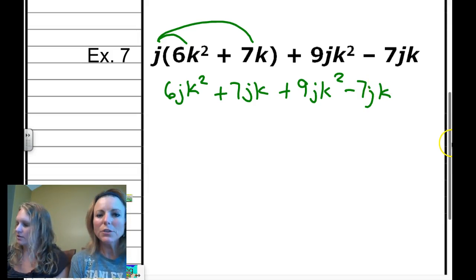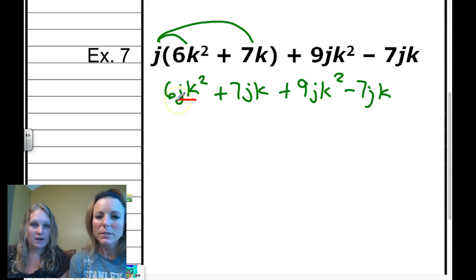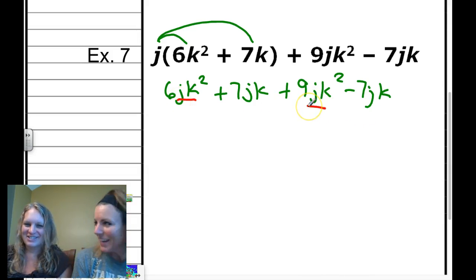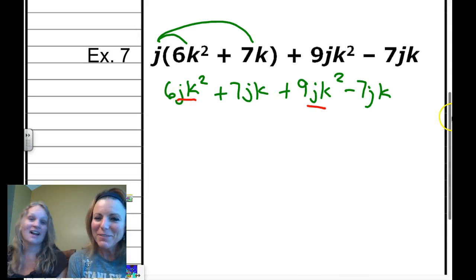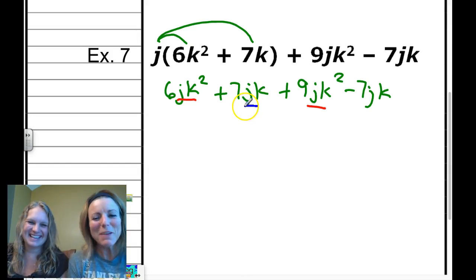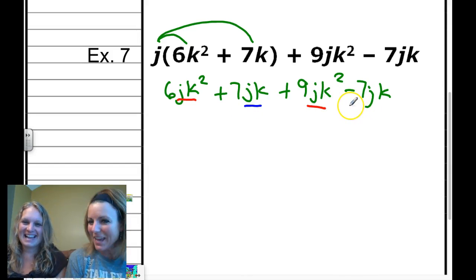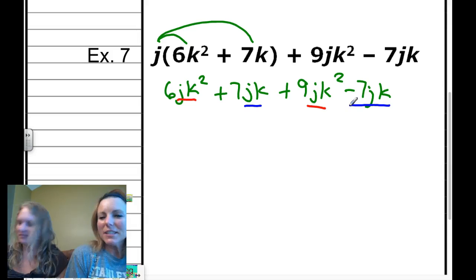So let's color code. We have a JK squared and a JK squared. And a JK and a JK. And a JK. So let's combine now.